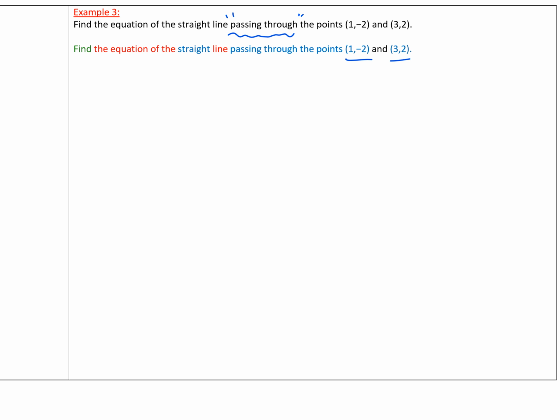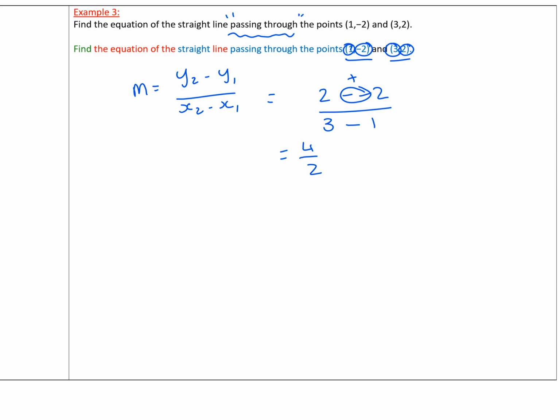It doesn't mention anything about gradient, but I do know that I could always find the gradient by saying m equals y2 minus y1 over x2 minus x1. That is, the gradient is, this is my y2, 2 minus my y1, -2, over my 3, which is x2, minus my x1, 1. So 2 negatives make a positive, and we end up with 4 over 2, that is a gradient of 2. So the first thing that I know is that I have a gradient of 2. Let's label that.